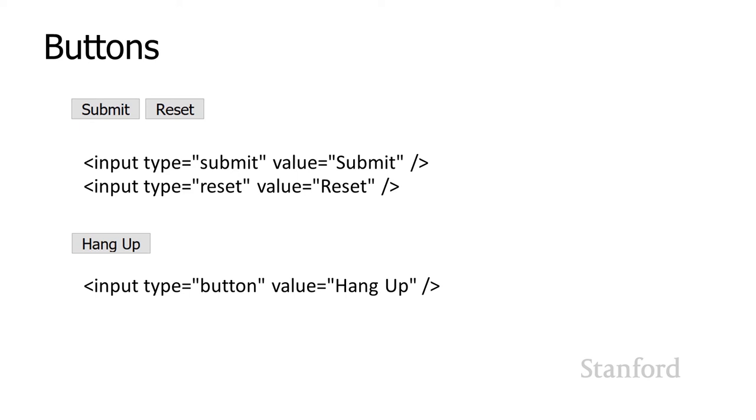And you would do that by creating a button with input type equals button. And then again, you would give it a value to say what should actually appear on the web page. So these all appear the same to the user, but they do have different purposes. Submit submits the information in the form to the server, reset resets the information, and the generic type equals button is going to be used for client-side scripting.